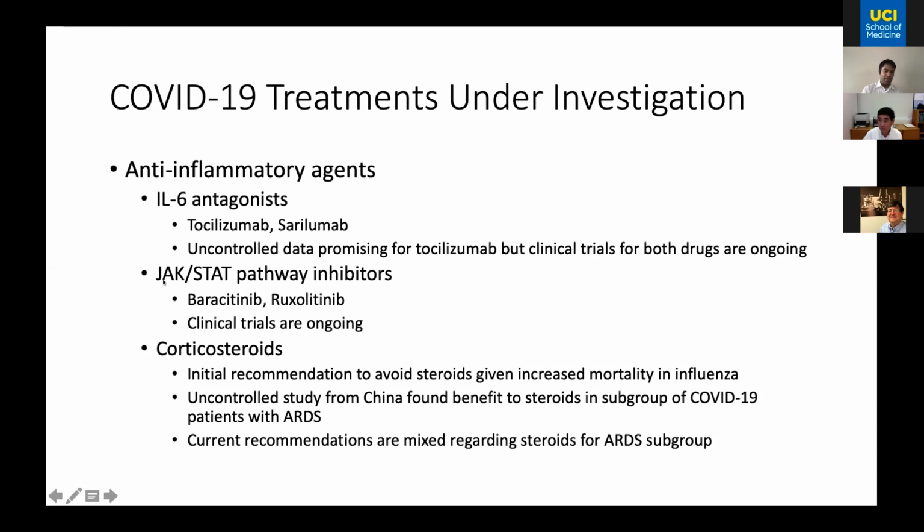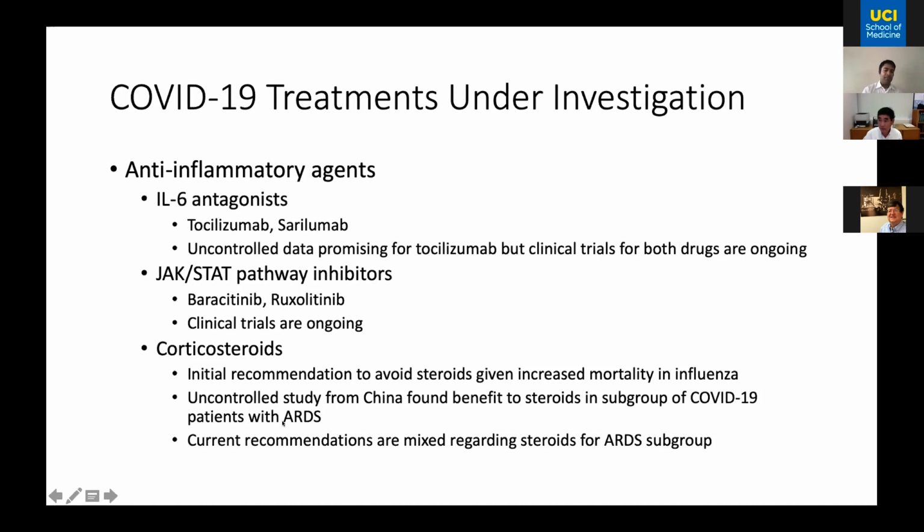Similarly, there are drugs that inhibit the JAK-STAT pathway, which is another pathway that leads to inflammation. Very little data is out on them. Clinical trials are ongoing. And then there are corticosteroids, which also tamp down the inflammatory response. Initially people argued against using these because in influenza, they actually increase mortality. So there was a lot of hesitancy to use these. The one situation in which they have been used somewhat is patients with acute respiratory distress syndrome who have very critical disease, because one uncontrolled study in China found some benefit in this subgroup of patients.